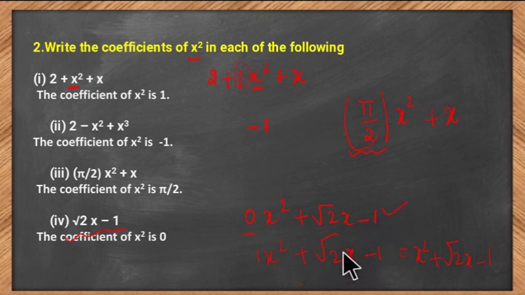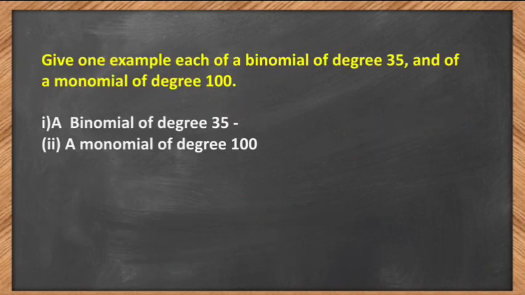This is not correct. If you want to introduce new term, you have to multiply that term with 0. When you have to introduce new term, multiply with 0. Or here x square term is not there, so no need of writing the coefficient. Term is not there means we have to write 0 only. So coefficient of x square is 0 because x square term is not there.